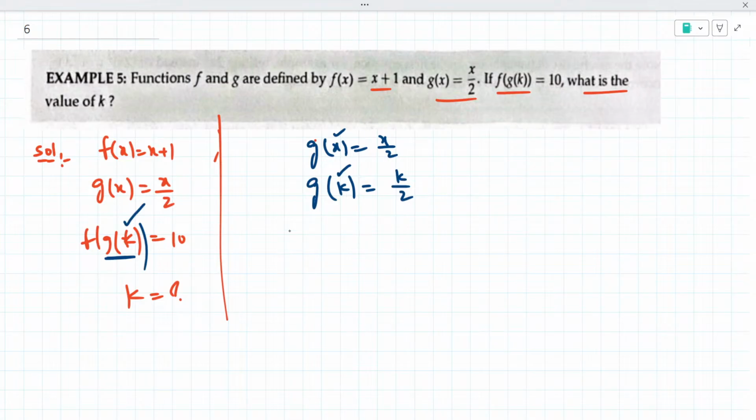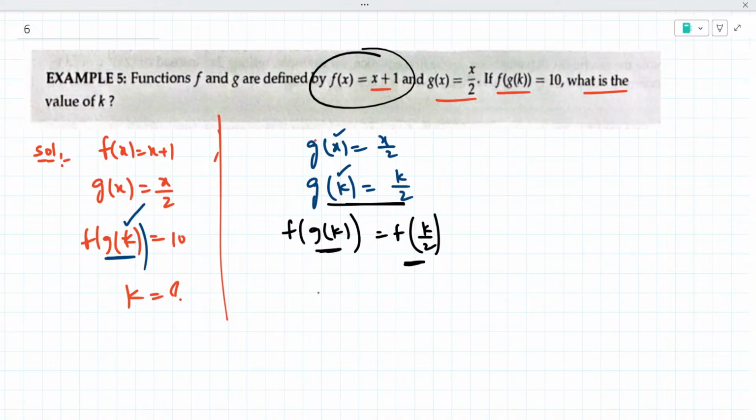Now I will focus on this part, f of g of k. So what is g of k? I'll write f as it is. g of k is k by 2, so I just substitute k by 2. Now I need f of k by 2. What is f of x? Yes, perfect.